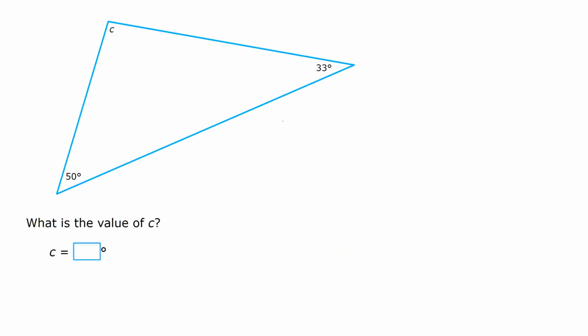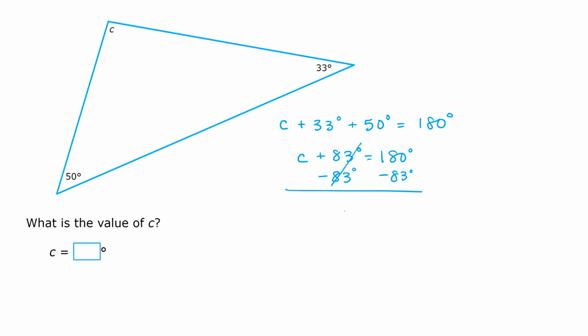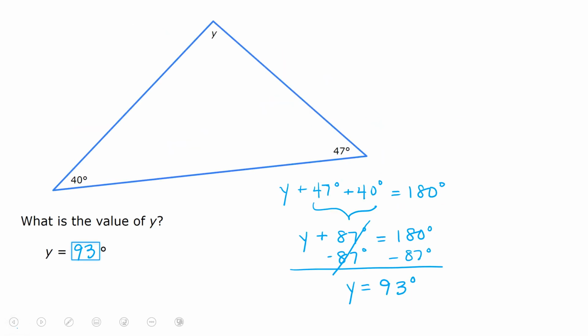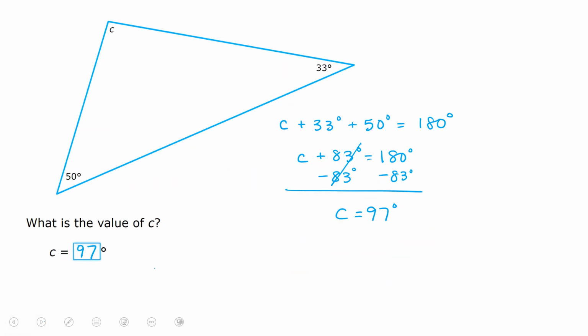All right. Again, apply Triangle Sum Theorem. C plus 33 degrees plus 50 degrees equals 180 degrees. C plus 83 degrees equals 180 degrees. Subtract 83 degrees from both sides. C equals 97 degrees. Is that the same as the last one? No, close. All right, so those are some examples of how you can apply the Triangle Sum Theorem to find missing angles.